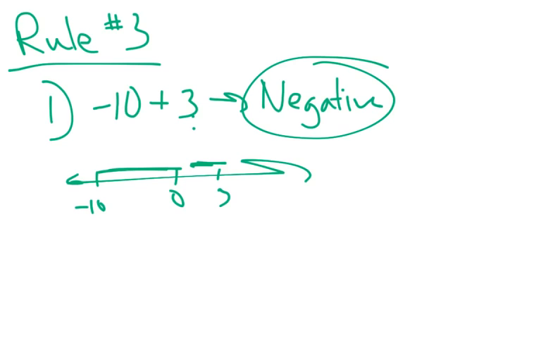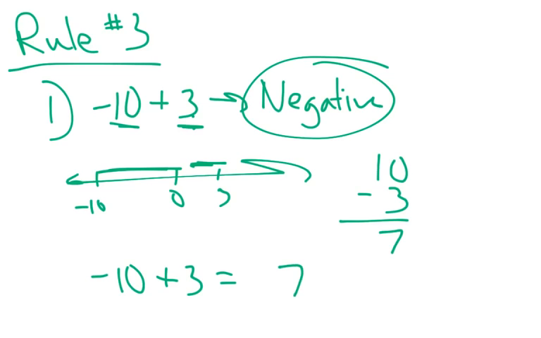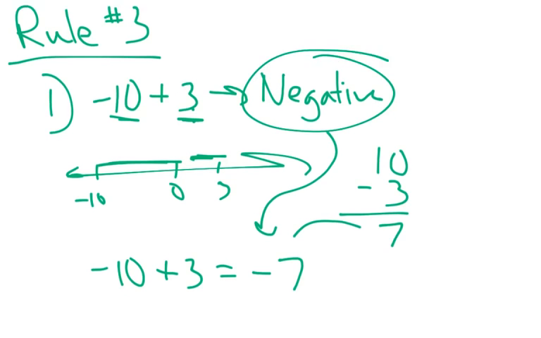The positive difference is I just look at these two numbers and I take the difference between 10, the positive version of it, and 3. Now the difference means subtraction. So that's 10 minus 3, which is 7. So the positive difference is 7. But now I have to apply the sign, which is going to be negative 7.